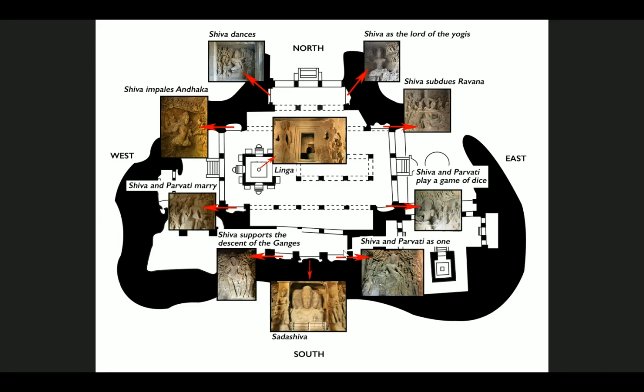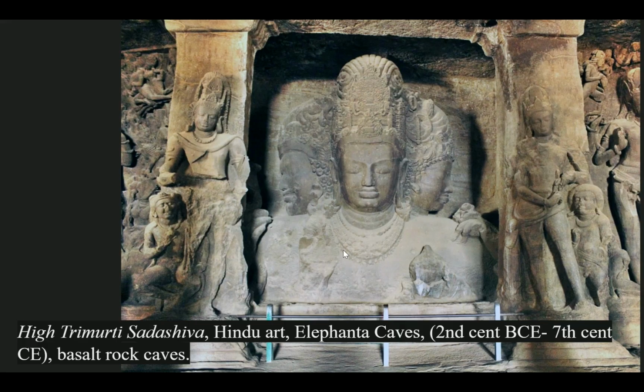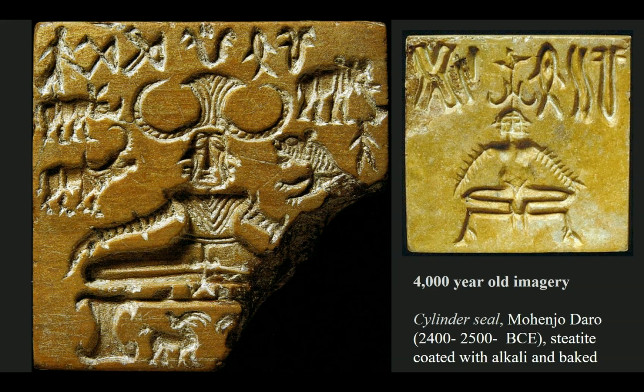Let's head over to our Sadashiva, our High Trimurti Sadashiva. There's a lot of different information about it. Originally, it was considered to be our three Trinity gods. Then it changed, and for the most part, now it's recognized as being Sadashiva. And this is reflective of the five faces, the five cosmic forces of Shiva. We don't have to know all five, but I want you to come back to our cylinder seal from Mohenjo-Daro, and that this imagery is 4,000 years old.